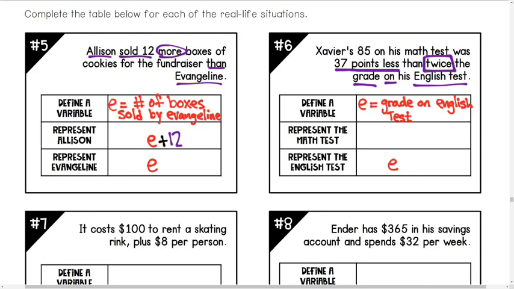So we would double his English score and take 37 points away. So we have 2E minus 37. We're doubling the English score and subtracting 37 from it, and that will be how many points he earned on his math test.